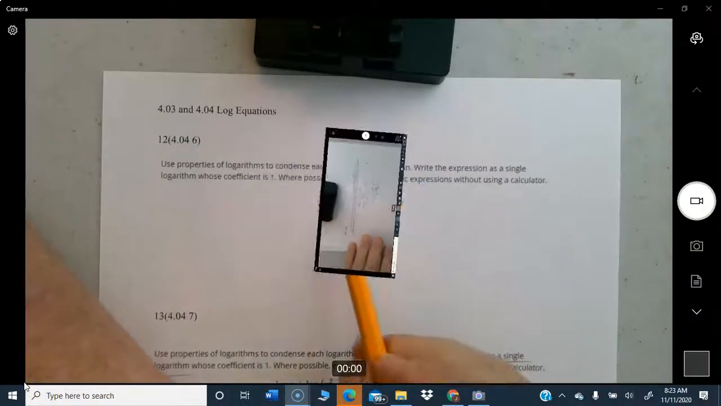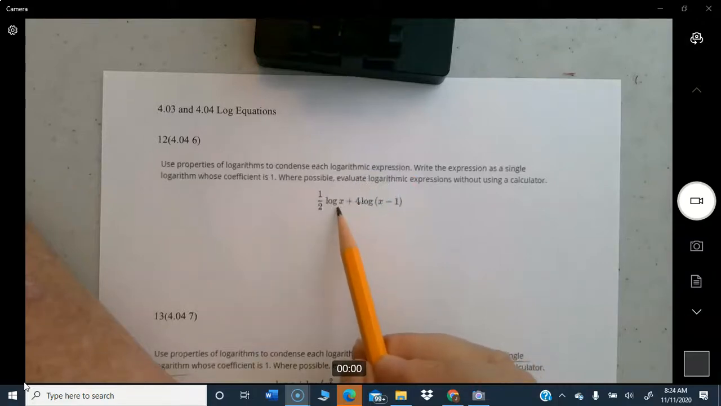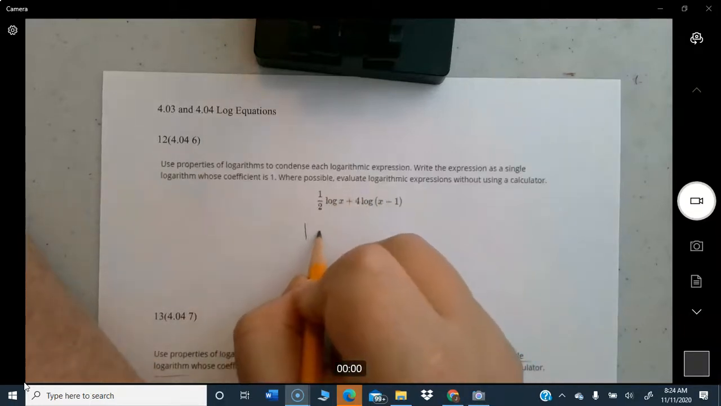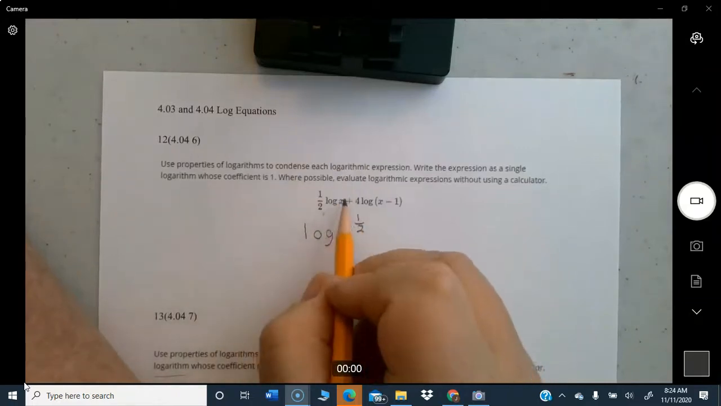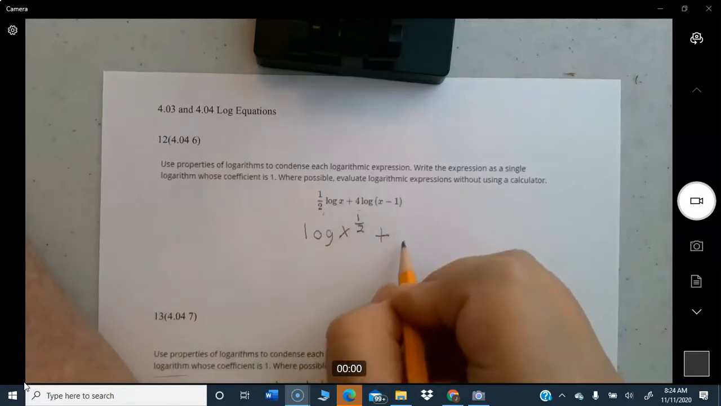Okay, again, we have a log to base 10 because there's no base there. It means it's base 10. And you have something out in front of the log. That means you can bring it up as an exponent. So let's go ahead and do that. Okay, just brought that and put it up there. Same thing over here.